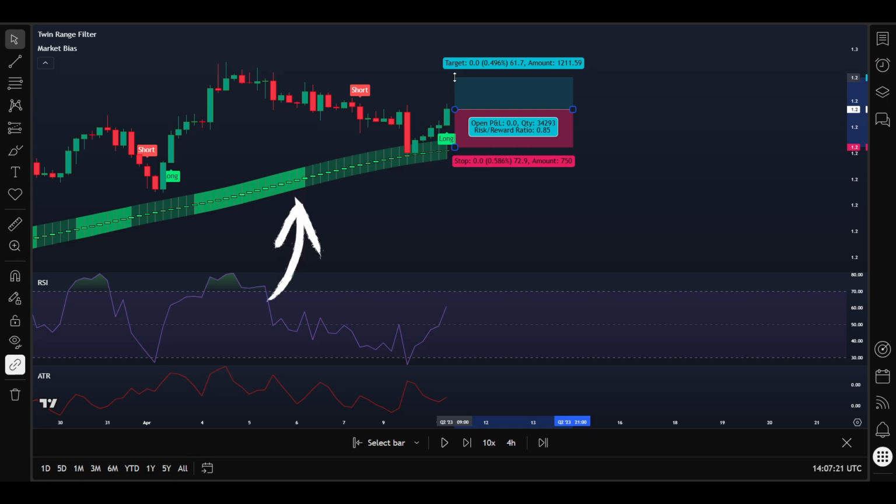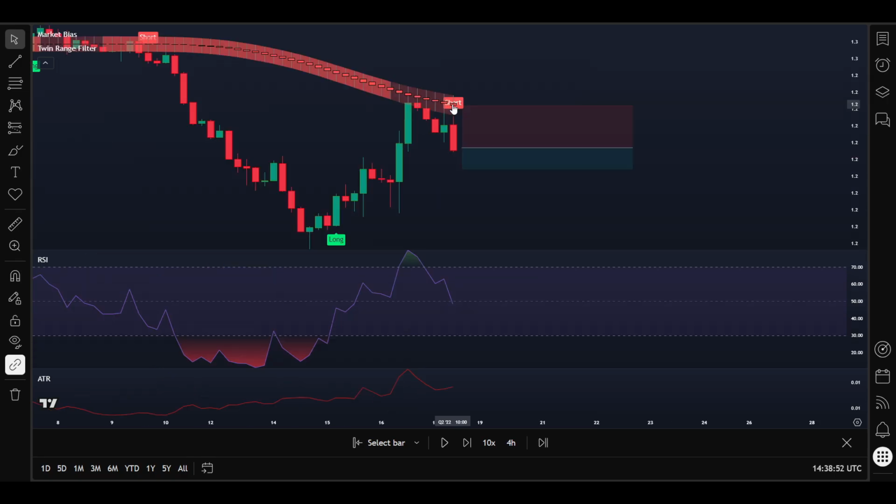Longs. Ribbon green and price above. Ribbon flips to dark green, no closes below. RSI less than 30 during the pullback. Twin range filter buy during the same pullback. Shorts. Ribbon red and price below. Ribbon flips to dark red, no closes above. RSI above 70 during the pullback. Twin range filter sell during the same pullback.